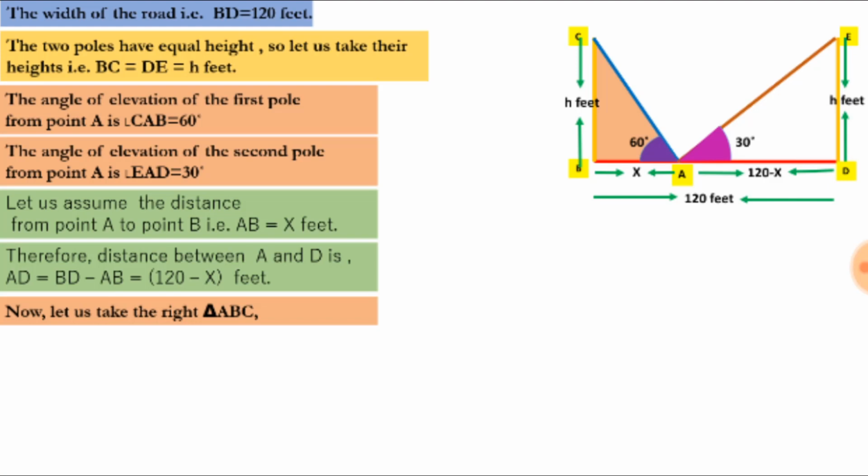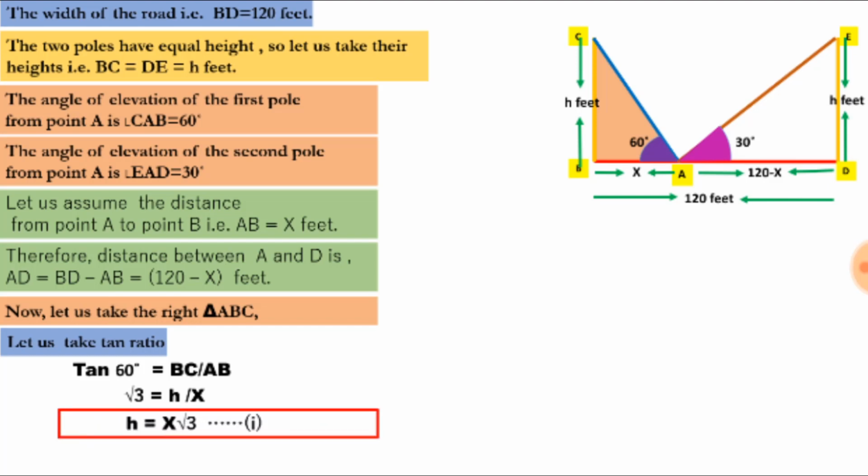So now let us establish a relationship between the opposite side and the adjacent side for the given angle 60 degrees. So let us consider the tan ratio. Tan 60 degrees equals BC by AB, and substituting their values we get root 3 equals h by x, and transposing x to the left side we get h equals x into root 3. Let us take it as equation 1.